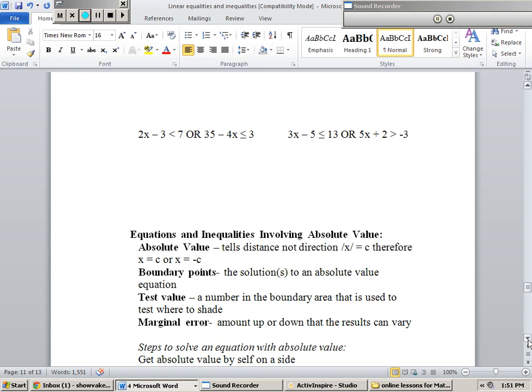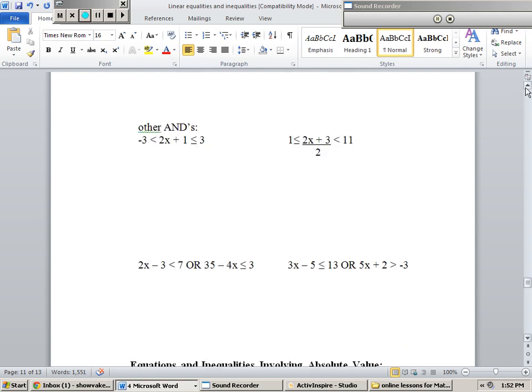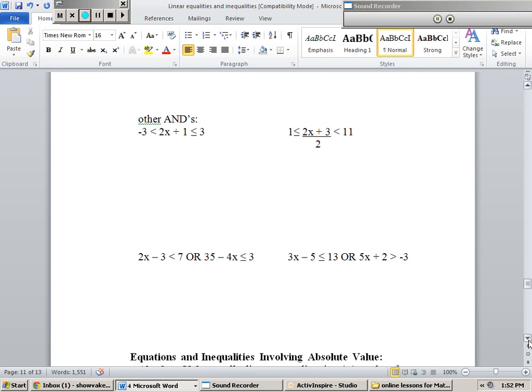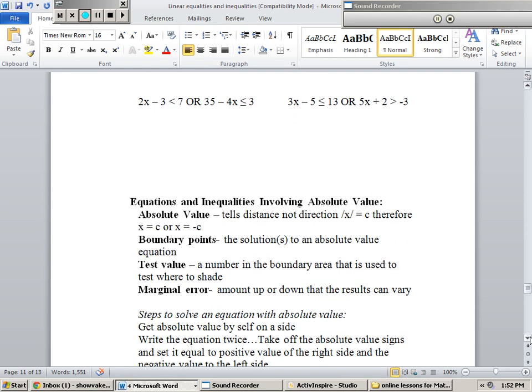Okay, ors. Ors are always separated. They're never together. So you're not going to see them set up like these ands that we just saw. They will always have the word or in them.